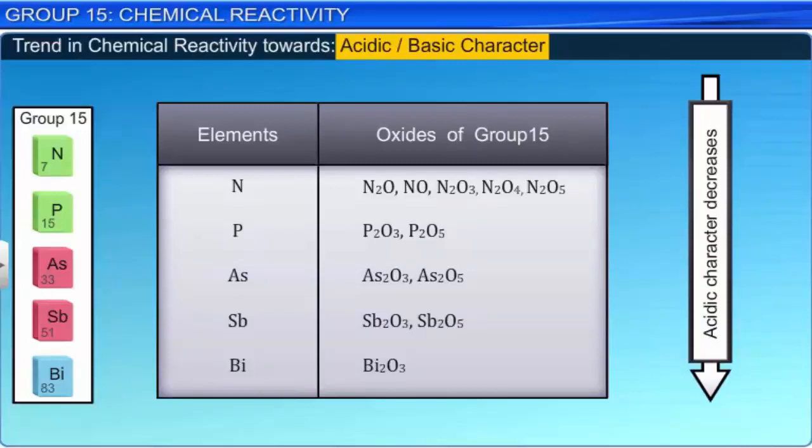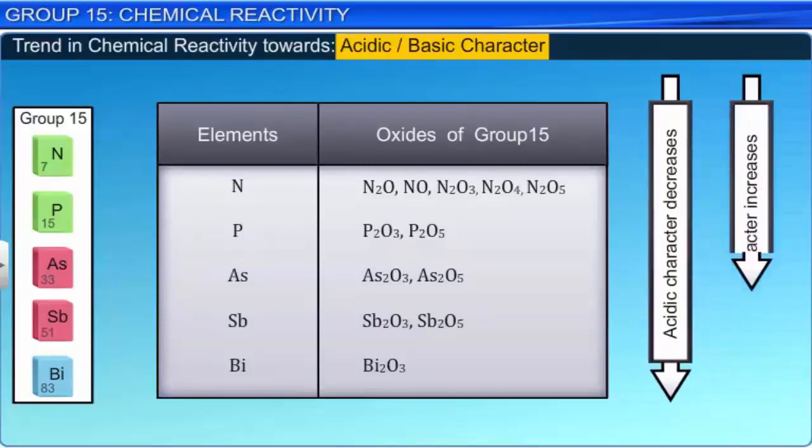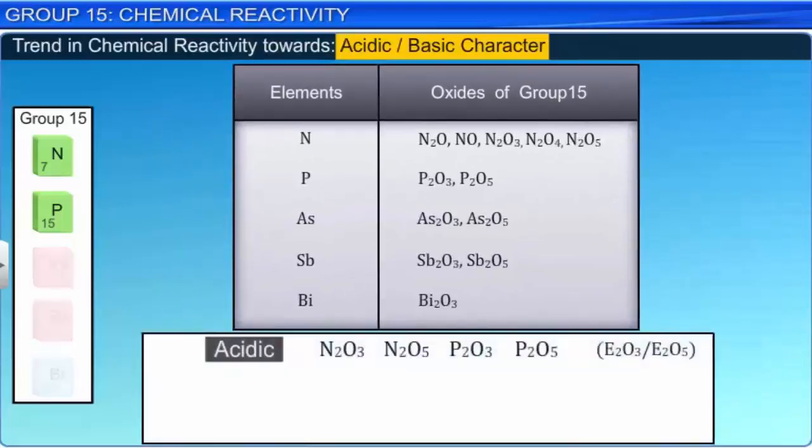The oxides of nitrogen and phosphorus of type E2O3 and E2O5 are acidic, whereas the oxides of the type E2O3 of arsenic and antimony are amphoteric, and those of bismuth are wholly basic.